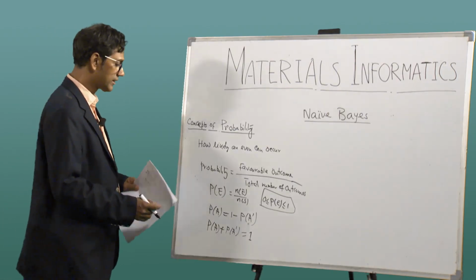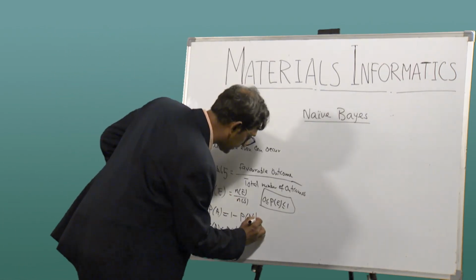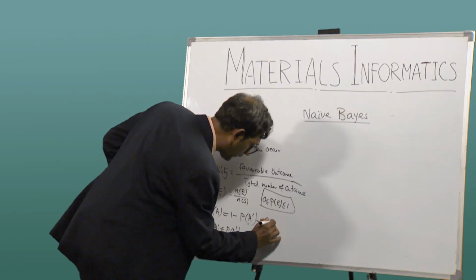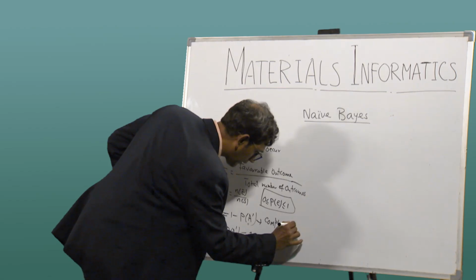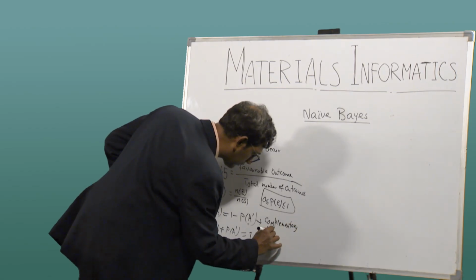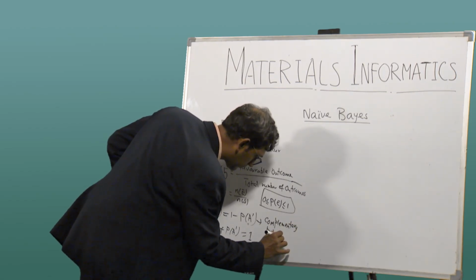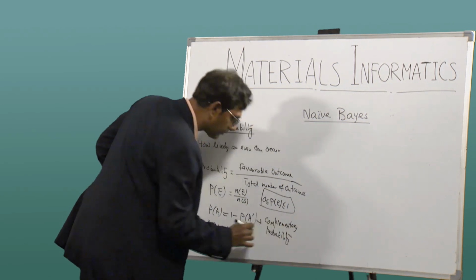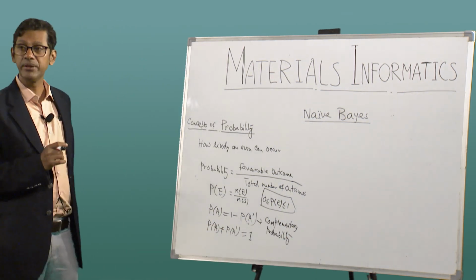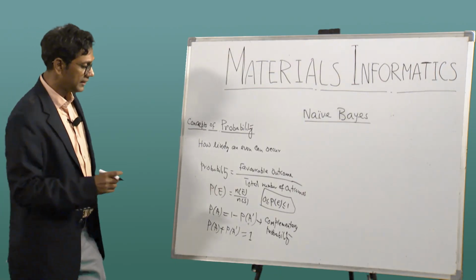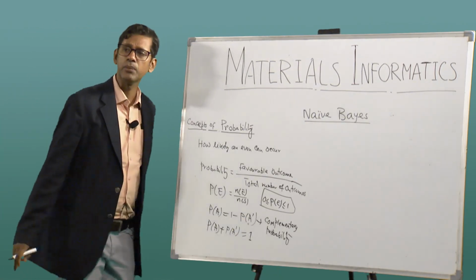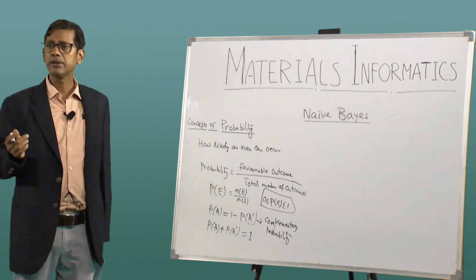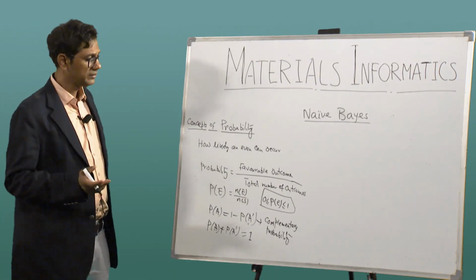So, this event P(A prime) is basically called complementary probability. Am I clear? This is called a complementary probability. This is the probability of A, P(A prime) is the complementary probability, the opposite, okay, like complementary angles, you know that, right, same thing.